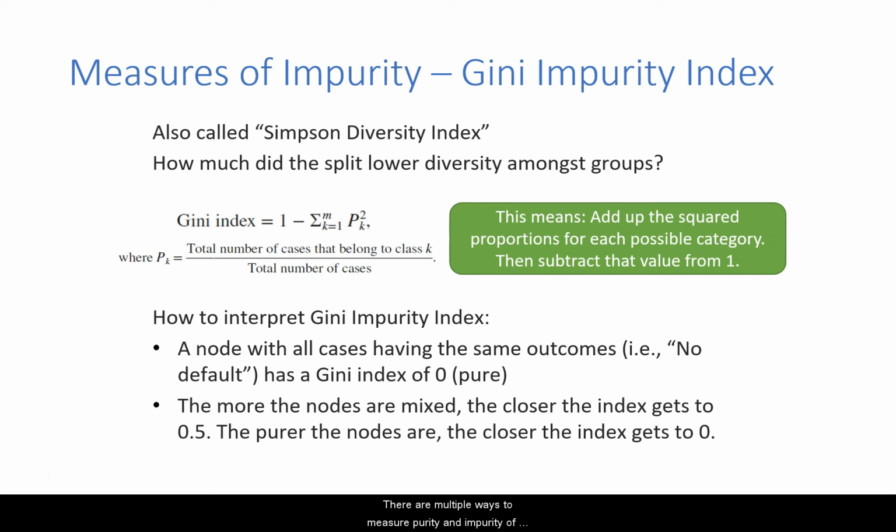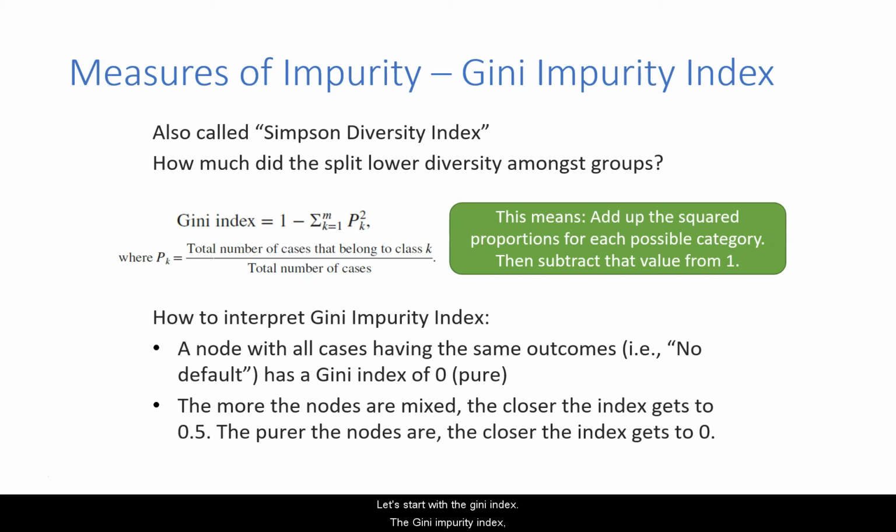There are multiple ways to measure purity and impurity of a dataset. Here, we are going to introduce the 3 most common ones: Gini Index, entropy, and the chi-squared test. Various software products for creating decision trees may use different measures or offer you a choice of which measure to use. Therefore, you should understand how these 3 measures work. Let's start with the Gini Index.